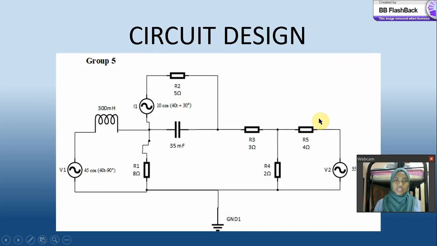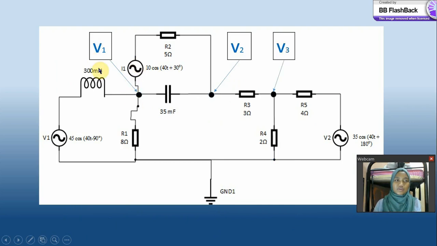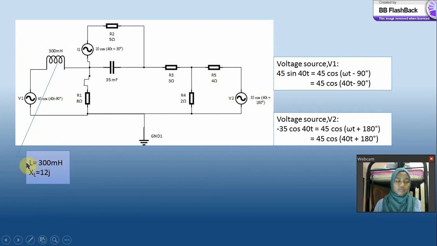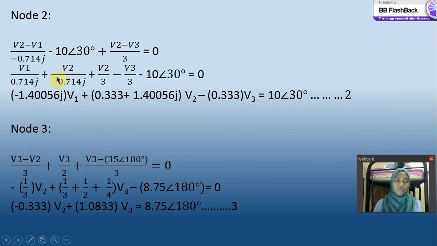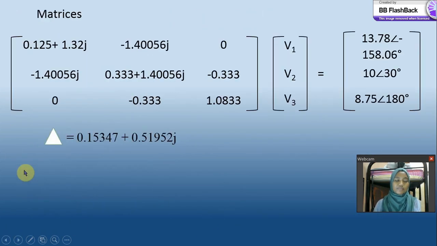This is our group circuit design. First, we need to assign nodes V1, V2 and V3 at each of the nodes. Then, first thing first, we need to change inductance and capacitance into impedance units, and convert voltage source V1 from sine to cosine form and voltage source V2 into positive amplitude. Then, in order to calculate, apply KCL at each of the nodes, and we will get equation 1 from node 1, equation 2 from node 2, and equation 3 from node 3.